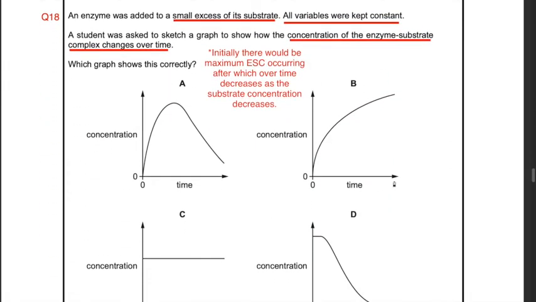Question 18. An enzyme was added to a small excess of its substrate. All variables were kept constant. A student was asked to sketch a graph to show how the concentration of the enzyme substrate complex changes over time. Which graph shows this correctly?